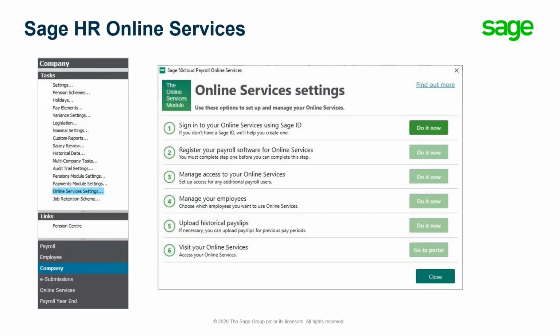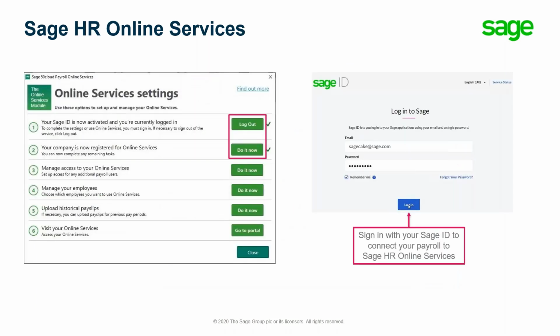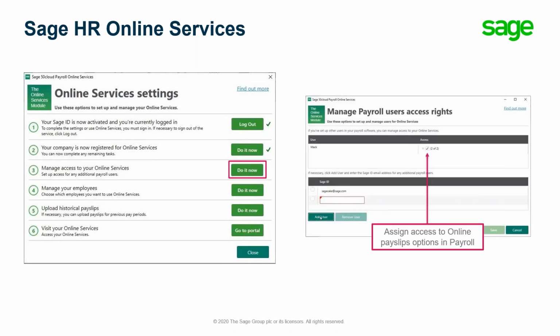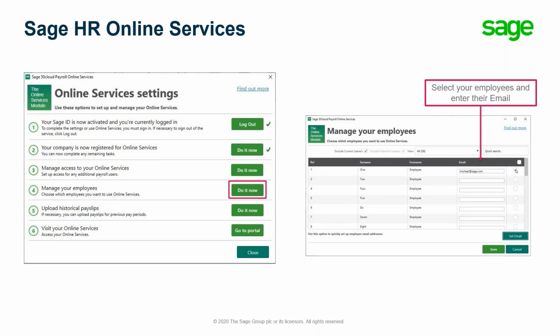So it's pretty simple to set up, but you will need to create a Sage ID on our website, and you can do that just by following the steps in the setup wizard. So 6 steps to complete altogether. The first one is to sign in with your Sage ID, or create your Sage ID if you don't already have one. And then the second step is to register that payroll company for online services. You can then choose any payroll users that will need access to upload payslips. You enter your employees' email addresses and tick the box to say that you want them to receive online payslips.